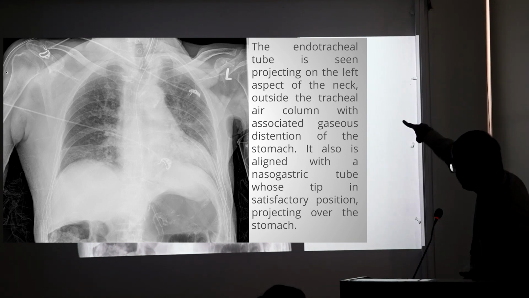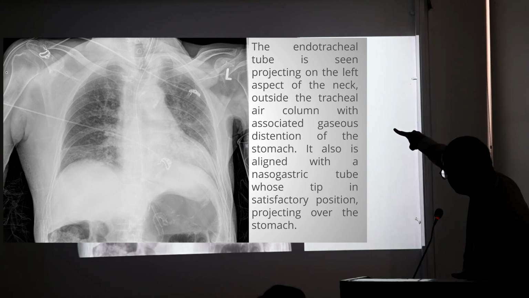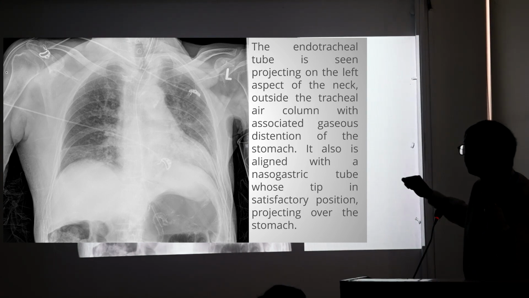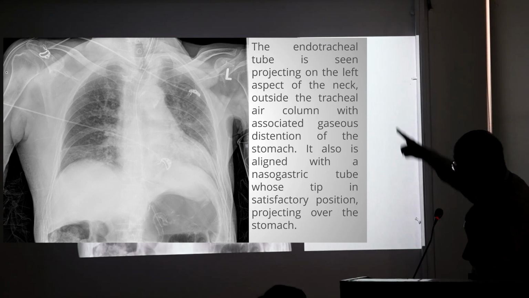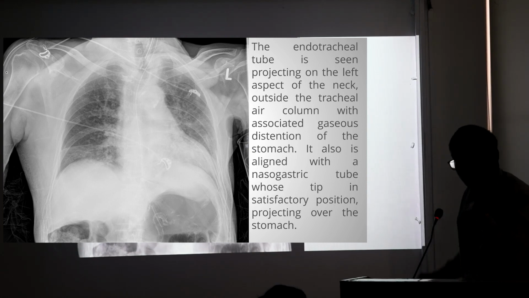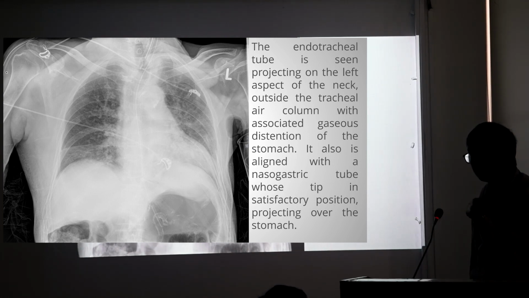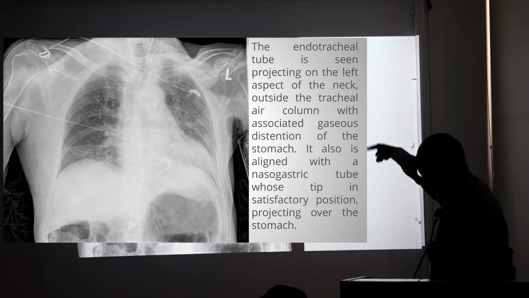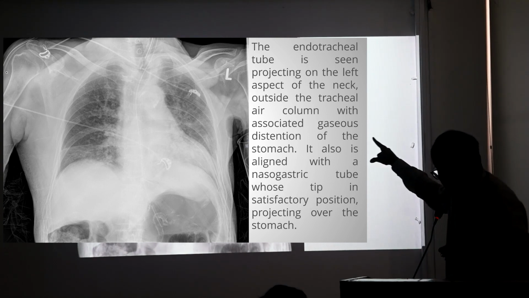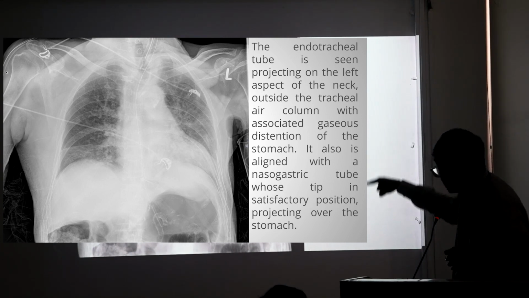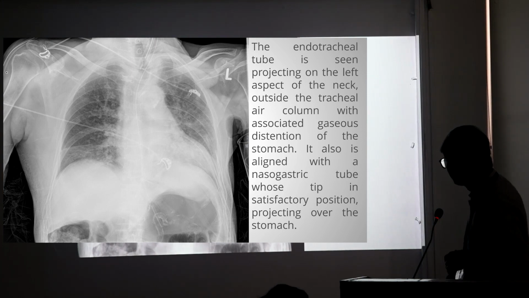So what has happened? We can see the endotracheal tube at the neck level. This is where it's lying, and in the center we can see the air column. So the endotracheal tube is lying outside the airway. Okay, what are the other points we can see? The patient has also undergone a Ryle's tube insertion. We can see the endotracheal tube is almost parallel to the Ryle's tube.